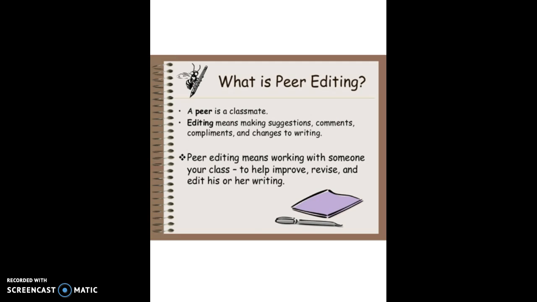Today, you're going to work on peer editing with your partner. You might be wondering, what is peer editing? A peer is a classmate. So a peer is your buddy. That's who you're going to be working with. Editing means making suggestions, comments, compliments, and changes to your writing. So basically, you are going to be using your fix-it-up checklist with your peer, your buddy. Peer editing means working with someone in your class to help improve, revise, and edit your writing.